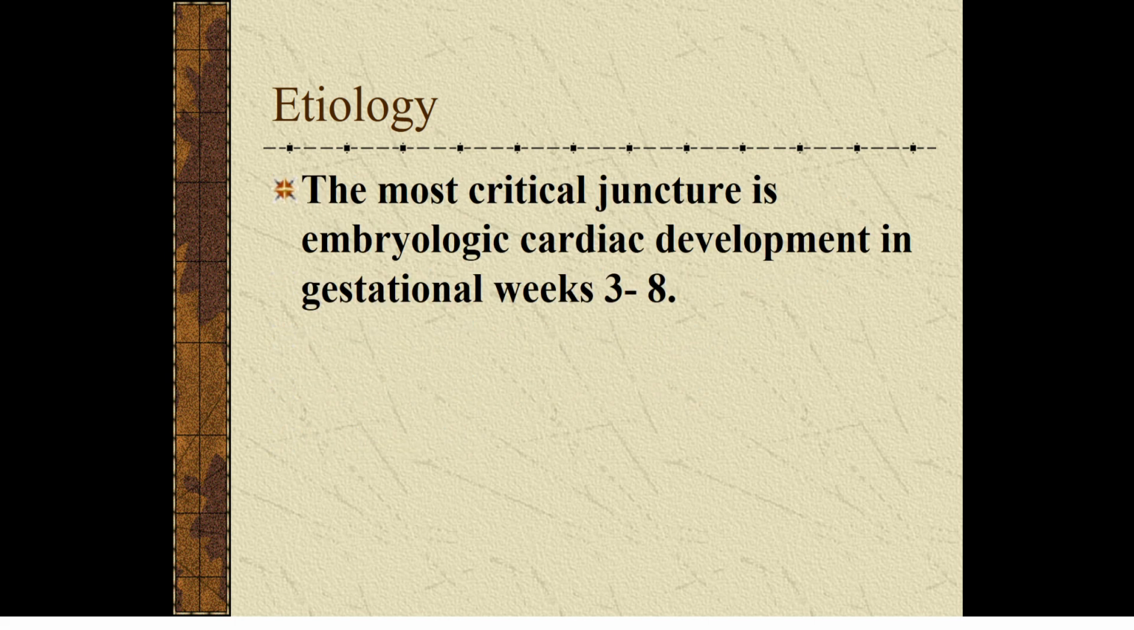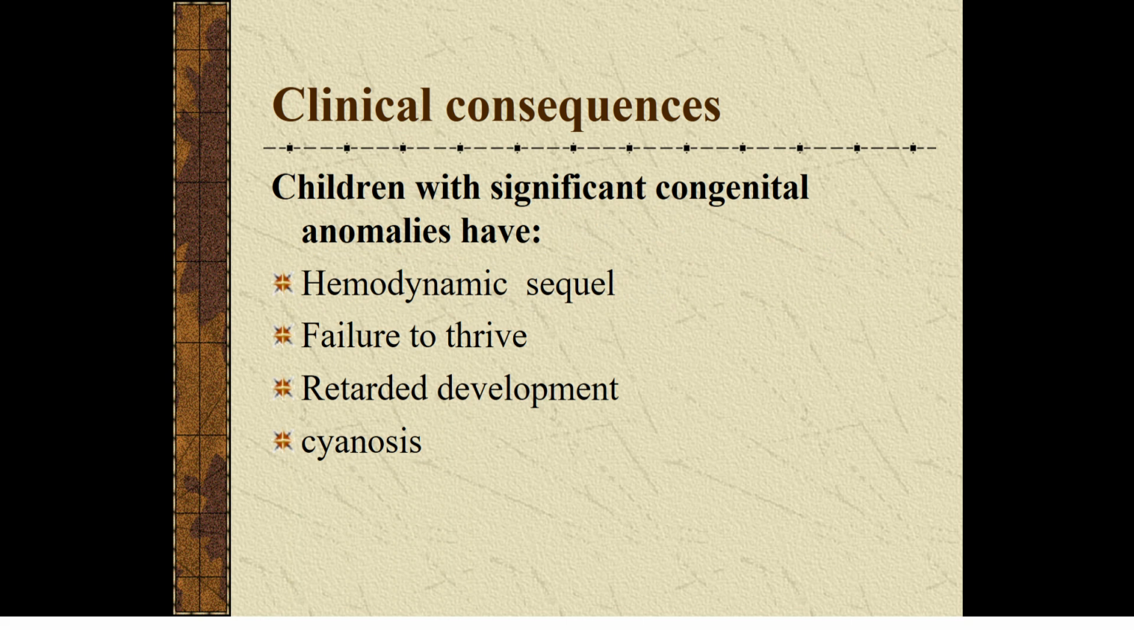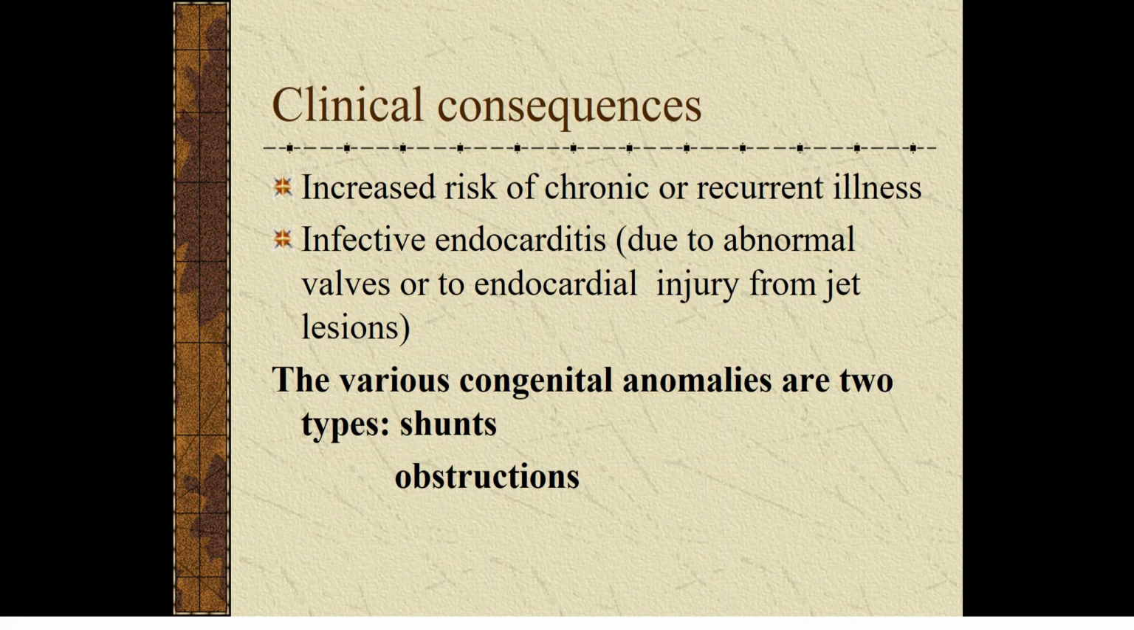The most critical juncture is embryology, cardiac development in gestational weeks 3 to 8. Clinical consequences: children with significant congenital anomalies have hemodynamic sequelae, failure to thrive, retarded development, cyanosis, and increased risk of chronic or recurrent illness and infective endocarditis, due to abnormal valves or to endocardial injury from jet lesions.